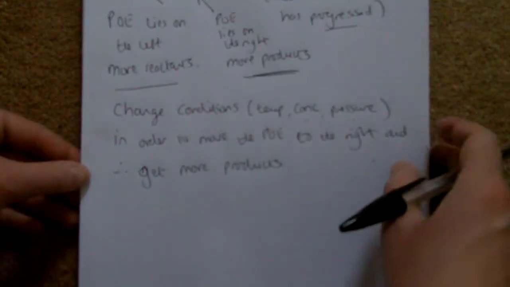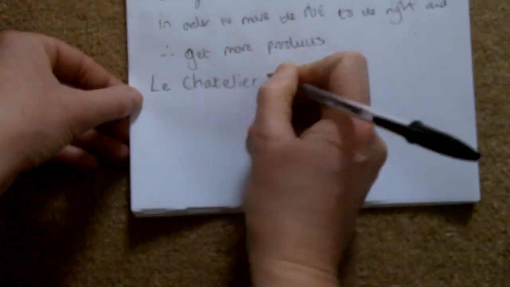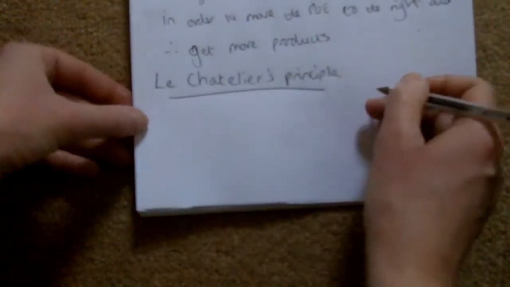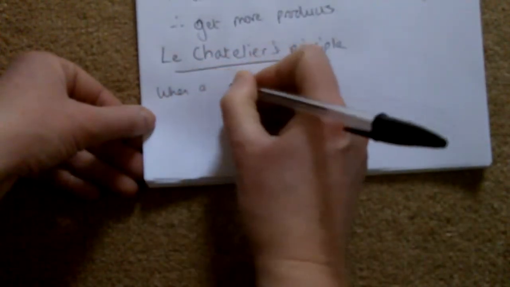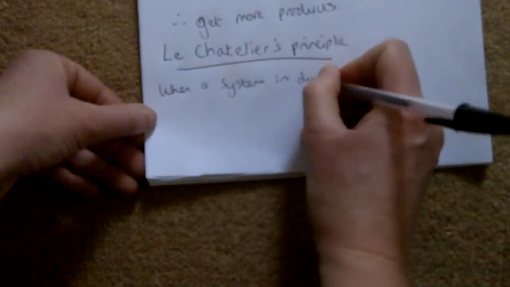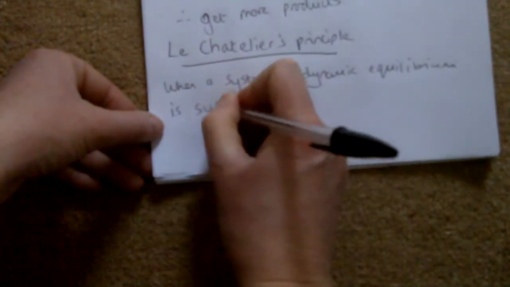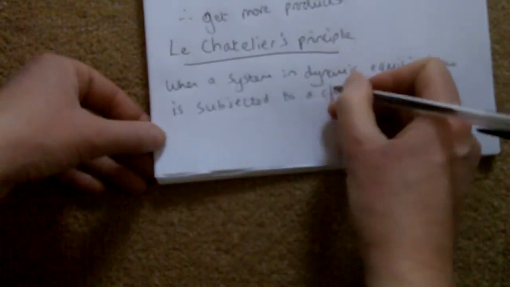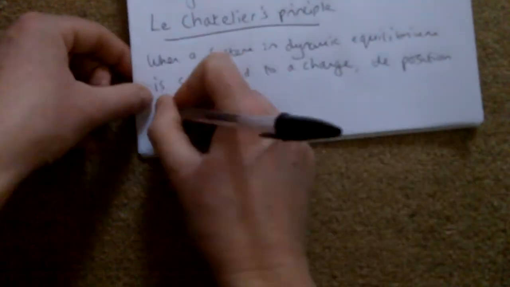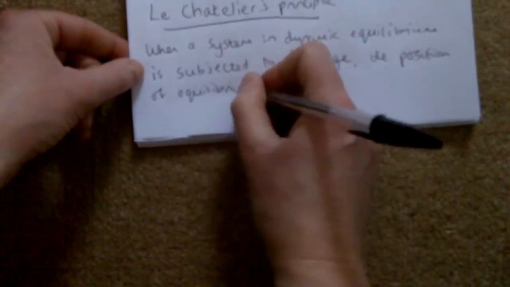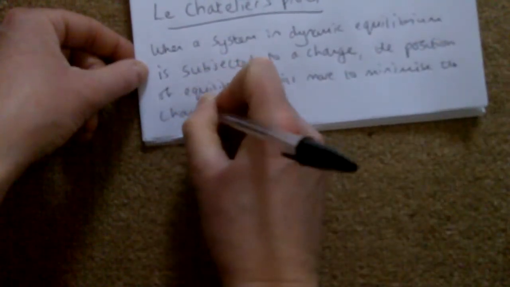Now there's something that you need to know called Le Chatelier's principle. You need to know this definition. It's named after the person who came up with it, so be careful with your spelling. You need to learn this word for word. The principle is, and it's in your textbook as well: when a system in dynamic equilibrium is subjected to a change, and by change we mean concentration, pressure, temperature, the position of equilibrium will move to minimize the change.